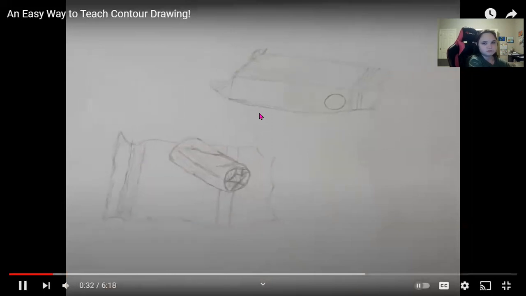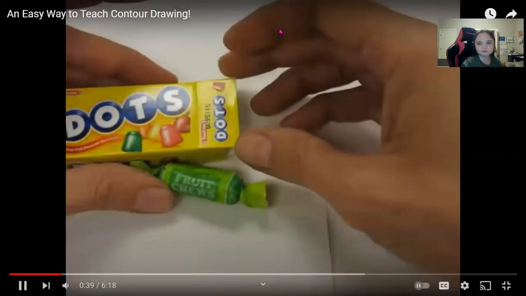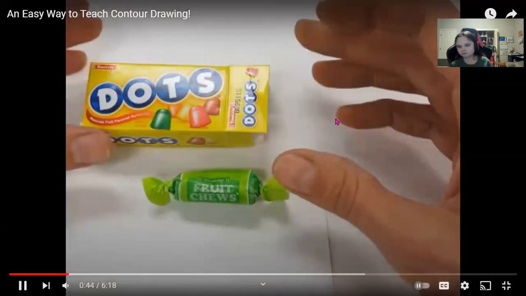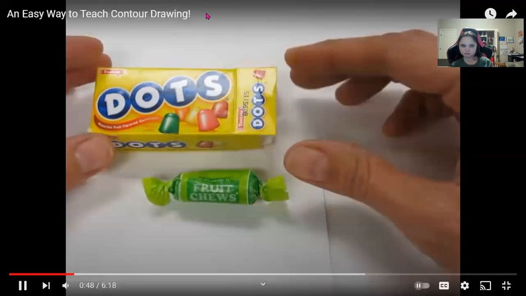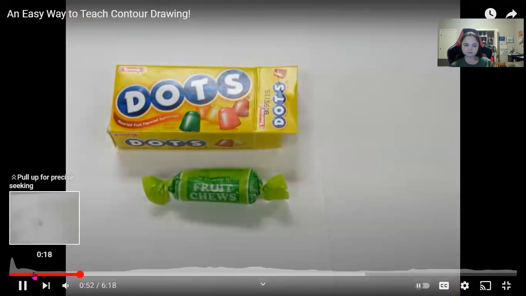So the first thing we did was we set up what's called a still life. A still life is a group of objects that sit really still. So for this still life, we had 2 pieces of candy. We first had to figure out what was going to make an interesting composition or arrangement for a still life, something that would be interesting to draw and to look at when the drawing was finished.